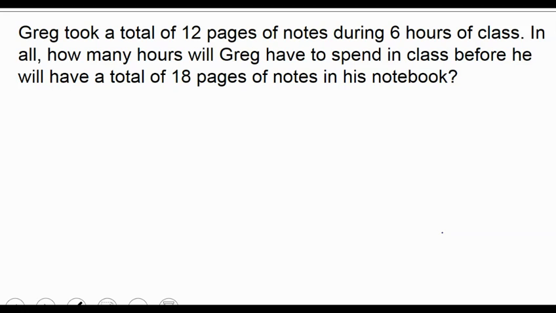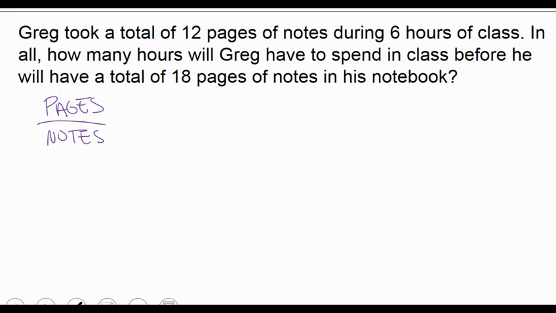So the first thing we're going to do is we need to set up a proportion, which makes sense since we're learning about proportions. But when we do that, we need to be consistent. What I mean by that is whatever I decide is going to be on top of the proportion, because I have two different things. We're talking about pages of notes and we're talking about hours of class. So if I say pages are going to be on the top of my proportion, that means notes will be on the bottom. And I have to be consistent for my two fractions that I create. So my first fraction, I was told, Greg took a total of 12 pages of notes during 6 hours of class.